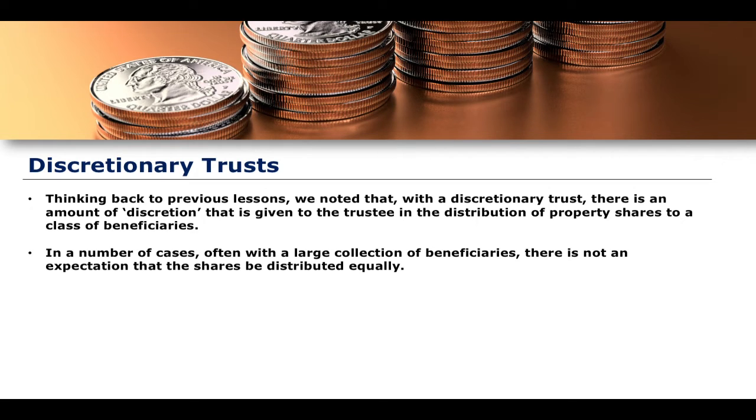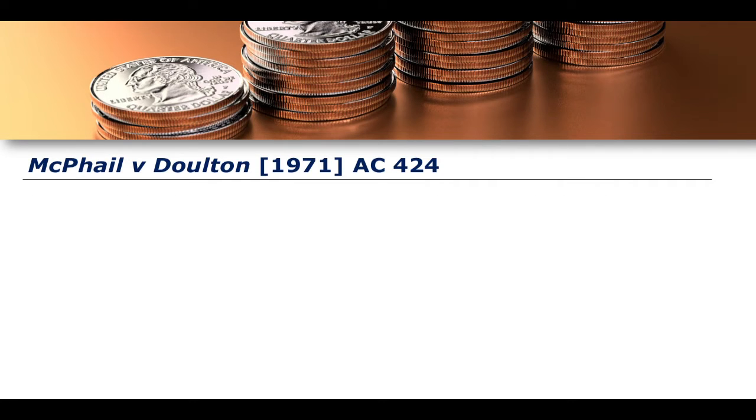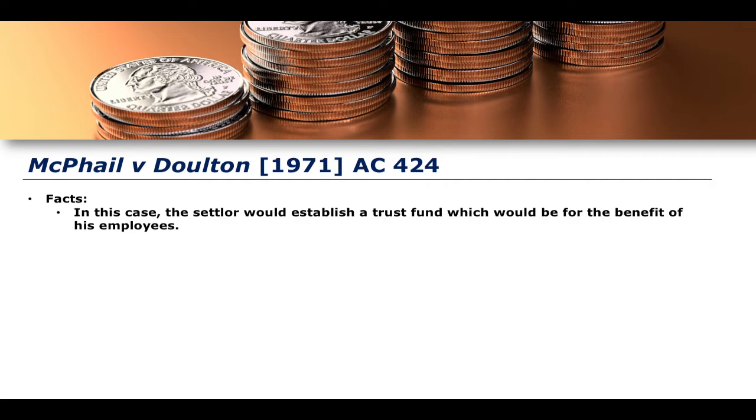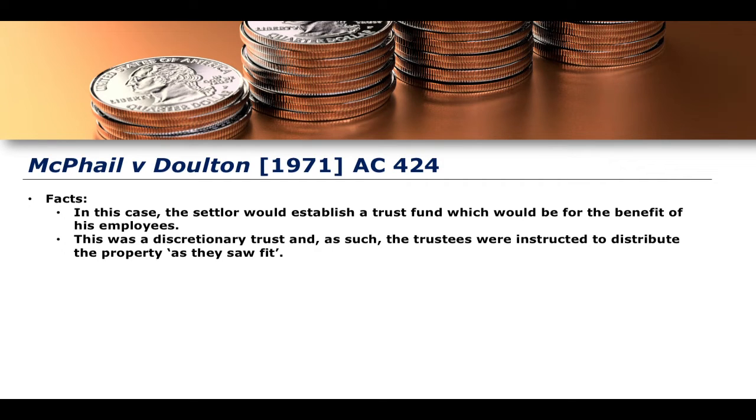And this is really where we get to the different kinds of distribution when it comes to different kinds of discretionary trusts. One such example is the case of McPhail and Doulton from 1971. In this case, you have the settlor who establishes a trust fund for the benefit of his employees. Ultimately, this was a discretionary trust, and as a result, the trustees holding the property on trust were instructed to distribute the property, quote, as they saw fit. So there is a certain amount of discretion given to the trustee in terms of distributing the property.